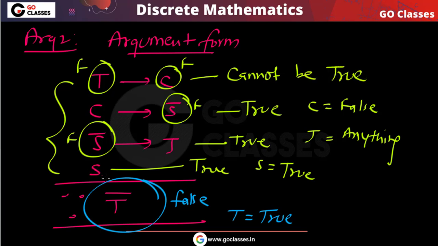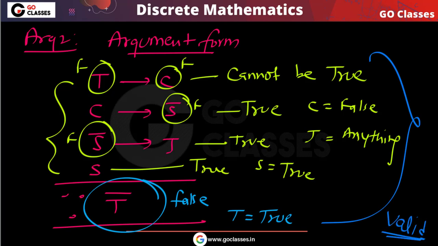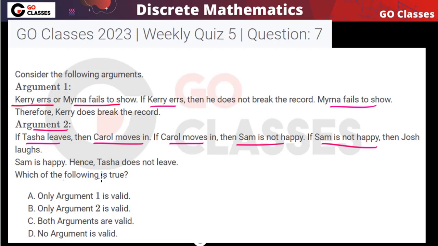So you can see that after making the conclusion false, whatever you do, you can never make all the premises true. It is not possible that all the premises are true but the conclusion is false. So this is simply a valid argument. The answer is: only argument 2 is valid. So this is the answer.